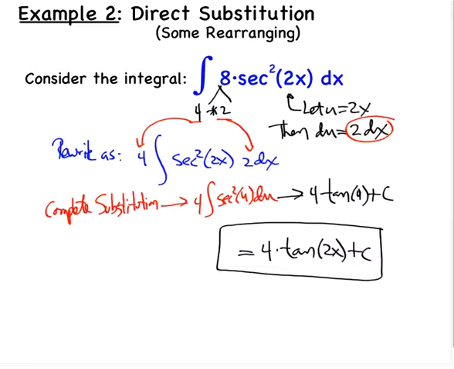So in this one we had some rearranging. We had to break up that 8 into a 2 and a 4, group the 2 with the dx so we can match it up exactly with du, and we moved the 4 out front and multiplied it to our final answer.